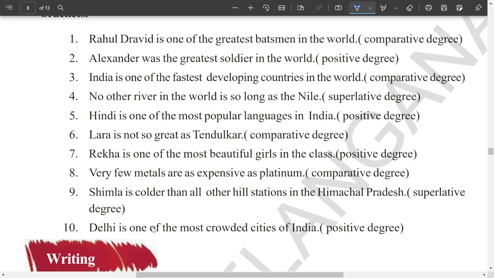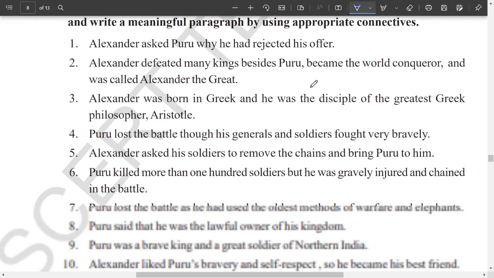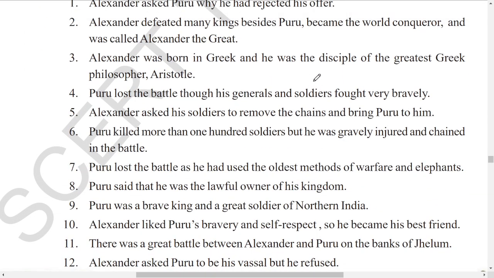Okay. Next, Delhi is one of the most crowded cities of India. That is in superlative. Change that into positive. If you change that into positive, very few cities in India are as crowded as Delhi. Okay. So if you want, meanwhile, you can pause them, and also you can note down all the answers.